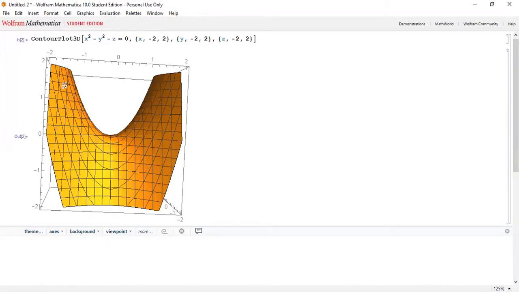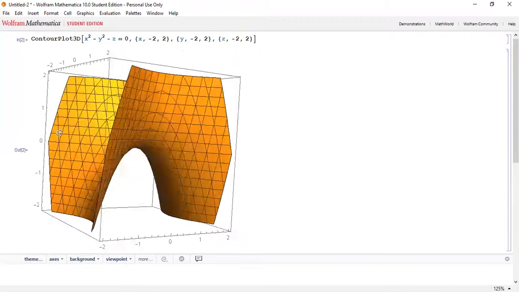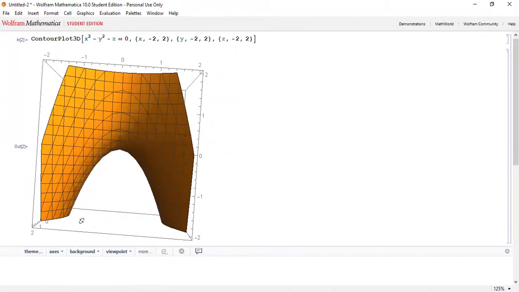This is the x-axis. So when we move along the x direction the function has a minimum at the origin. And this is the y direction. Now let us look at the y direction. When we move along the y direction, this function has a maximum at the origin.